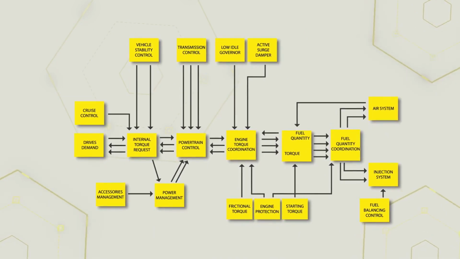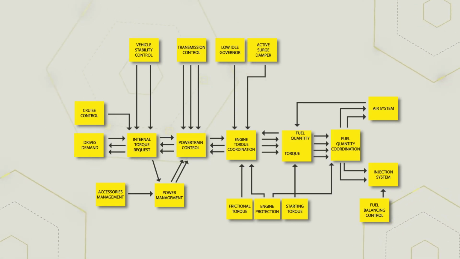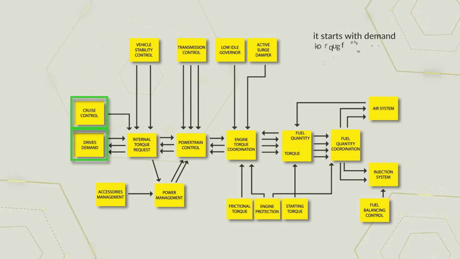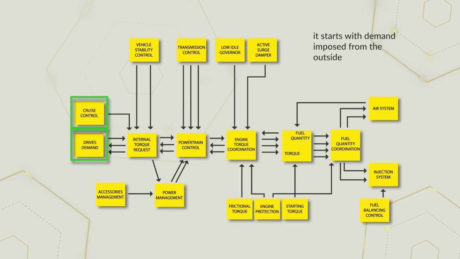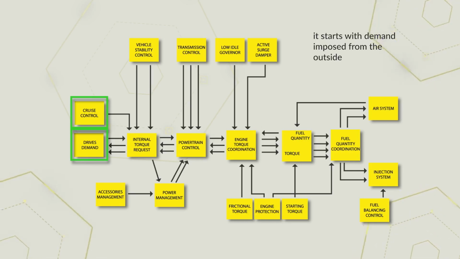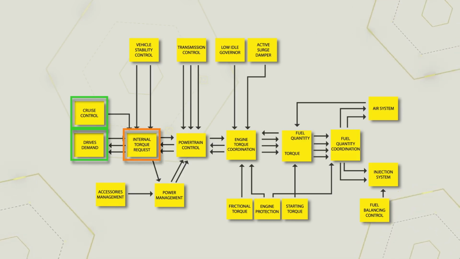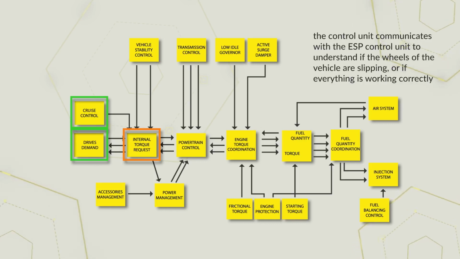Let's make a quick summary of what we have seen to make sure we memorize the elements of the scheme. 1. It all starts with demand imposed from the outside, which, as we have seen, can be required by setting the cruise control or by the driver pressing the accelerator pedal. 2. Then the request goes to the internal torque request block. The control unit communicates with the ESP control unit to understand if the wheels of the vehicle are slipping, or if everything is working correctly, and if necessary, it acts to bring all the wheels back to the same speed and thus avoid the slipping.